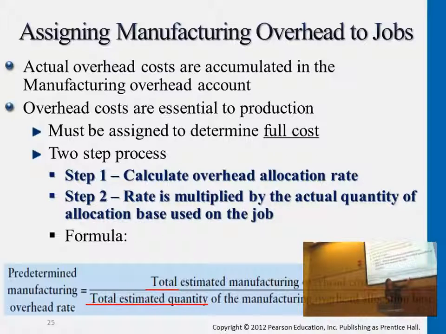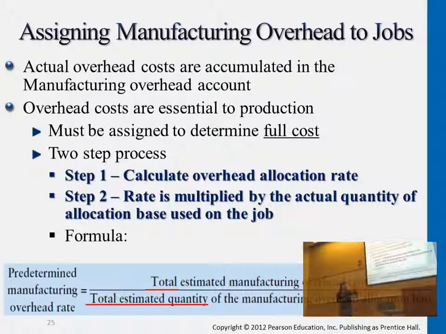This may seem a little confusing right now. Basically, we're trying to find a driver, a base to divide the cost, to determine how much belongs to job number one, how much belongs to job number two. And typically, this is either based upon machine hours or labor hours. These are the cost base that's easily available for management to use to assign the cost to different jobs.